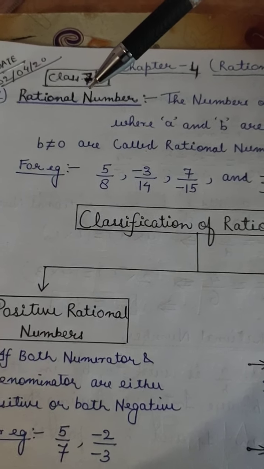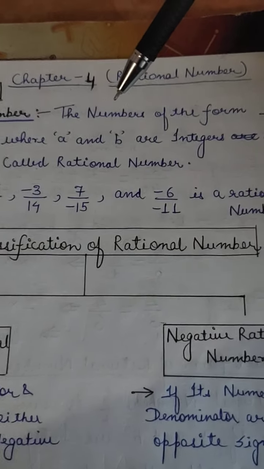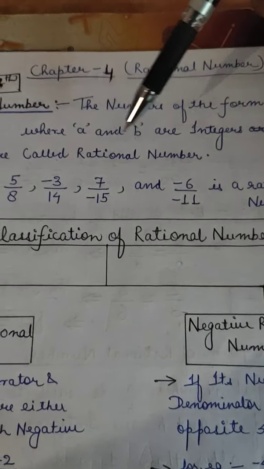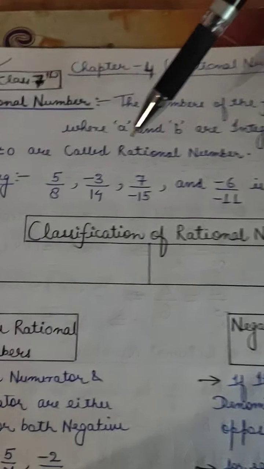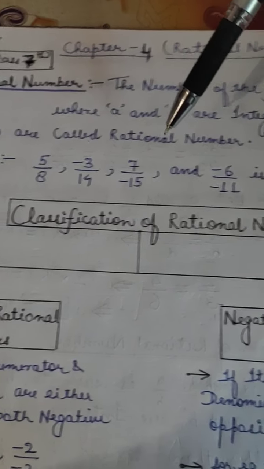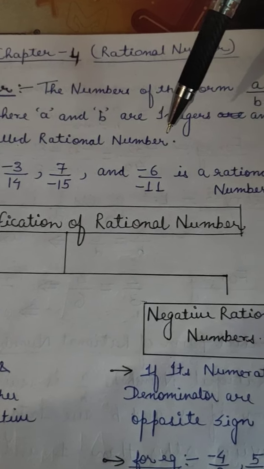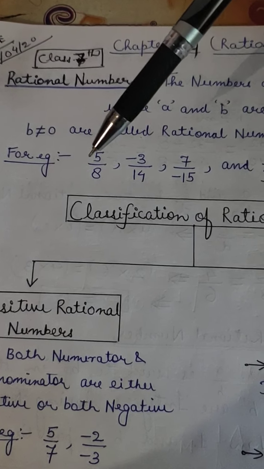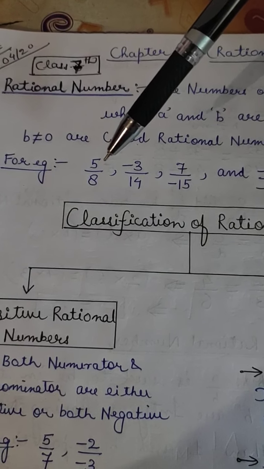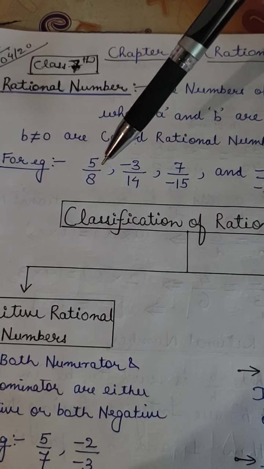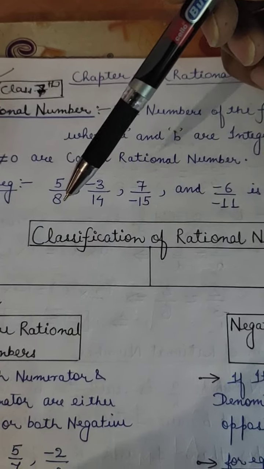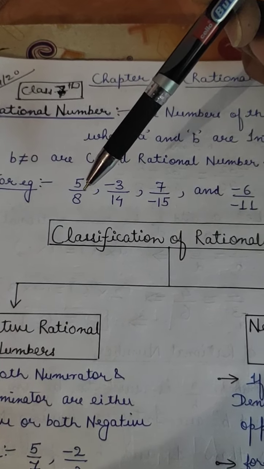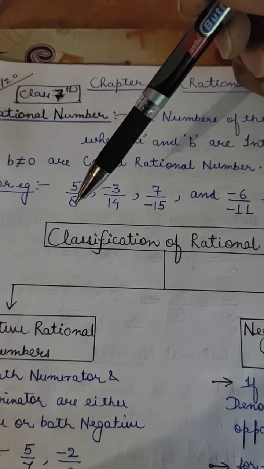So starting with the definition of a rational number, it states that a number in the form of a by b, where a and b are integers and b is not equal to 0, is called a rational number. So how will you identify a rational number? A rational number is in the form of a by b, where a is the numerator and b is the denominator. For example, here 5 by 8. Here 5 is the numerator and 8 is the denominator. So the denominator should not be equal to 0.